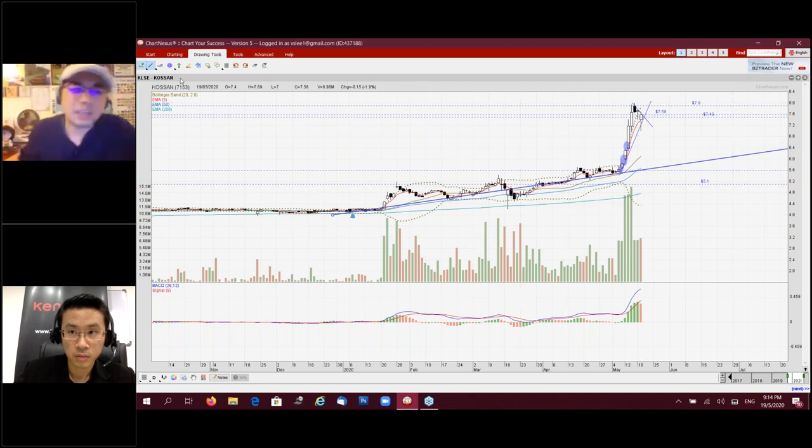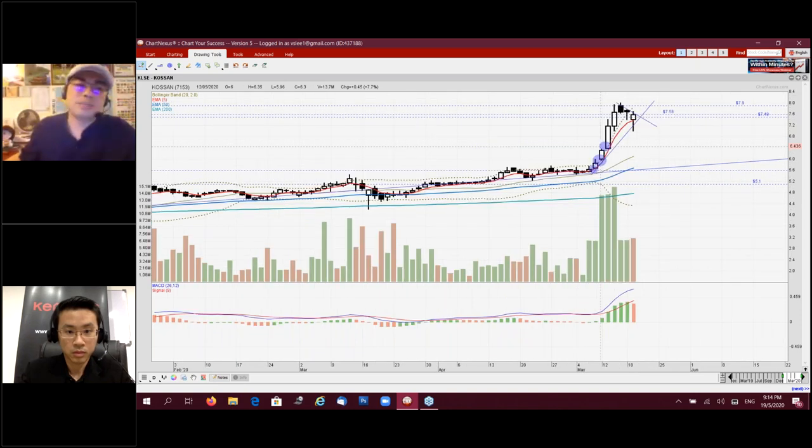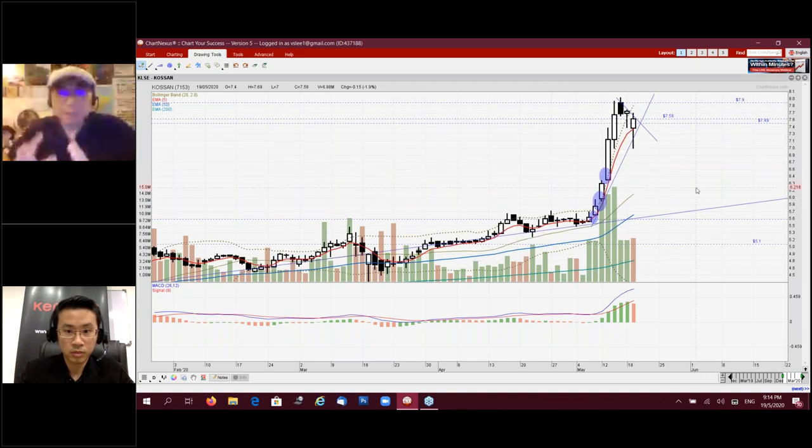That means that these counters are actually fundamentally very, very good. Of course, because this is a glove counter or rubber counter, whatever healthcare counters, that is pushing upwards, all these counters going upwards. So Kossan is one of it. I would say if you are in this counter, you haven't got out, maybe it's time, look at others.